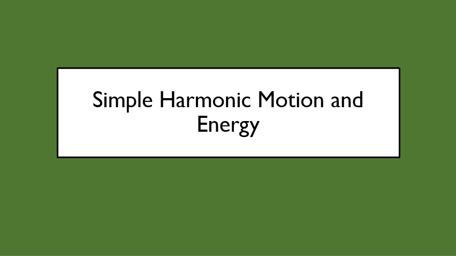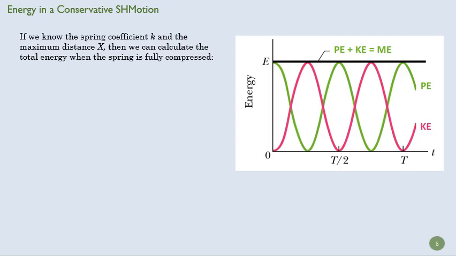Now we're going to talk a little bit about simple harmonic motion and its relationship to energy, which we've hinted at a little bit in the previous lecture. But let's first look at a system that doesn't have any friction or dissipative forces. So if we know a spring coefficient and a maximum distance, we can figure out what our total energy is when the spring is fully compressed, right?